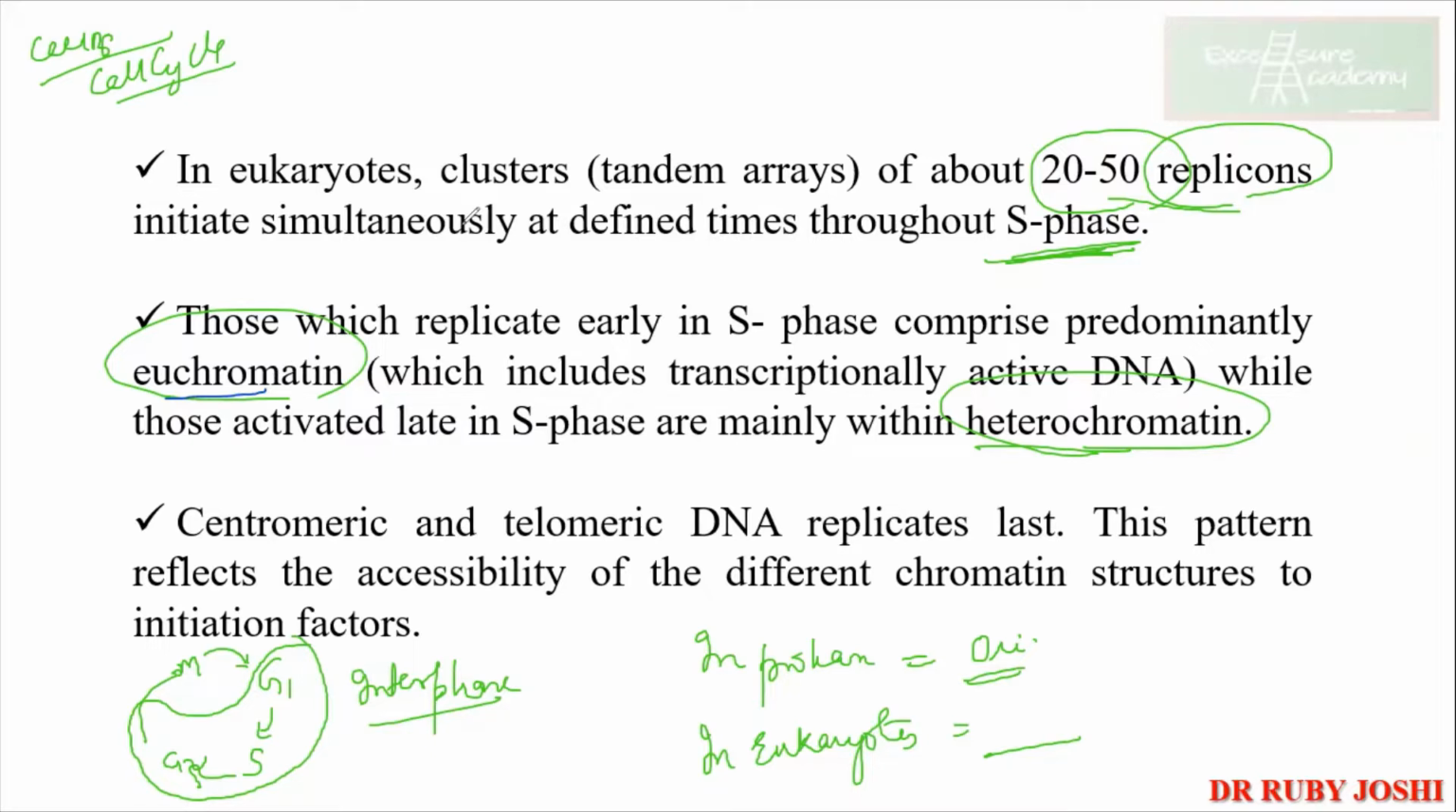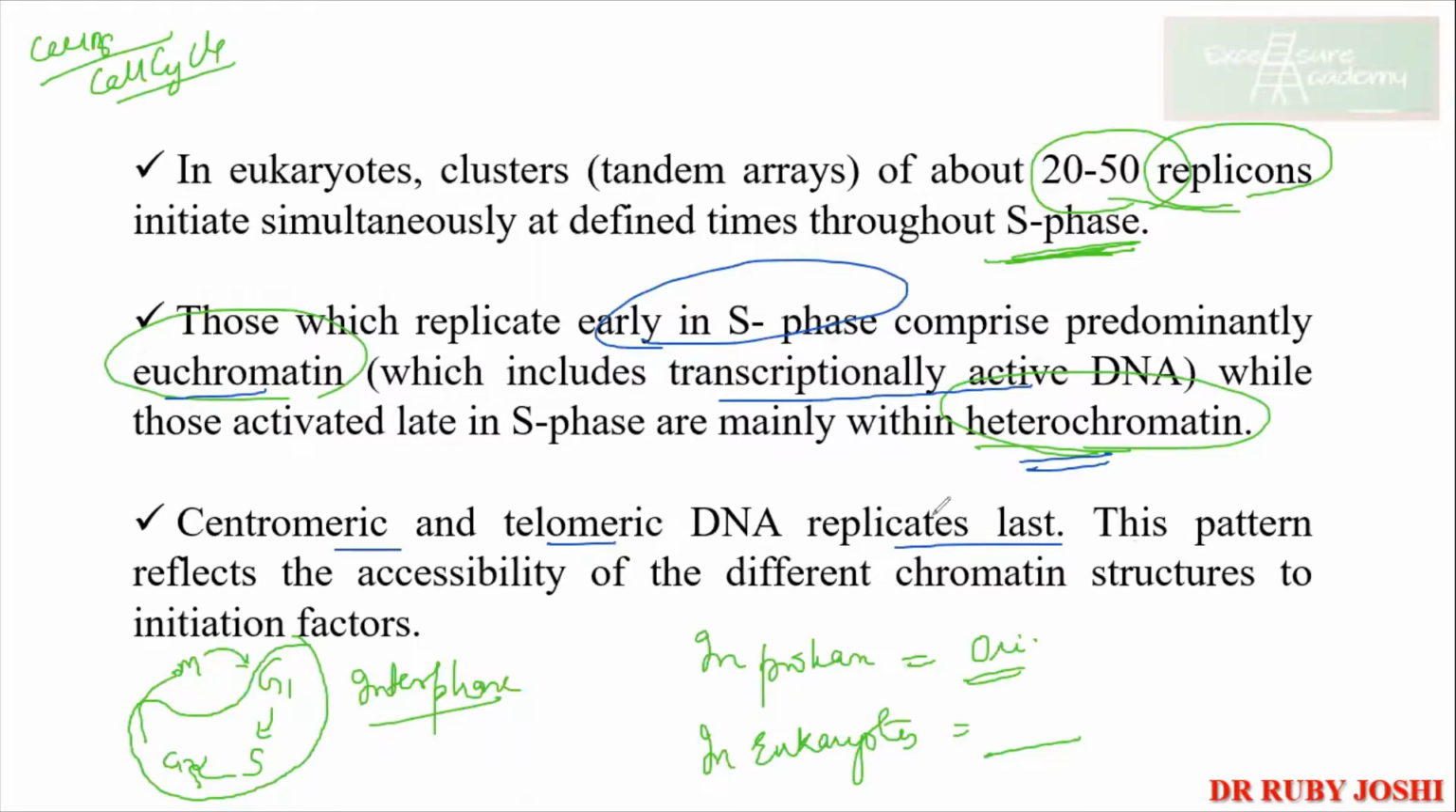Now they are saying that those which replicate early in S phase comprise predominantly the euchromatin region. So of course they are going to be transcriptionally active. Now what kind of genes are going to be active at the early part of S phase? And as already given, centromeric and telomeric regions come under the heterochromatin. So the centromere region as well as the telomere region are going to replicate at the last.